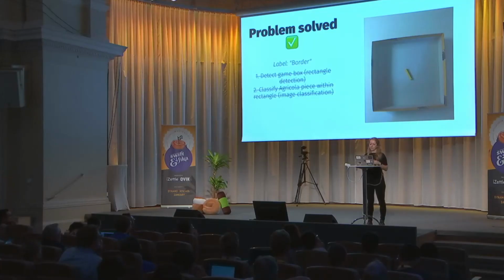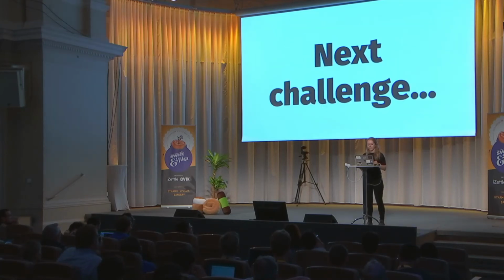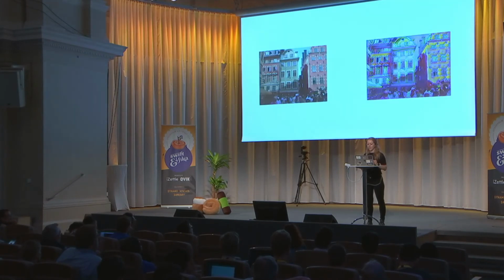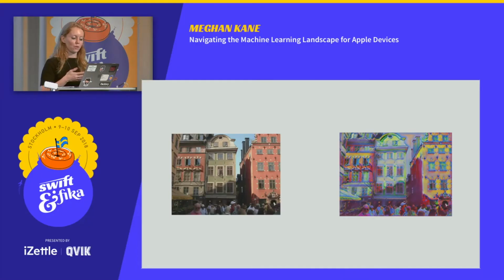OK, so problem solved. We detected the game box using rectangle detection, and we classified the Agricola piece within that rectangle. So the next challenge that I want to do is something that people have probably seen for having your images look like Picasso or Van Gogh, but I wanted to transform images into curated styles that I picked from some artwork that I found on the internet that I really liked. So I wanted to transform a photo of Stockholm into the style of this piece of artwork that I found online.